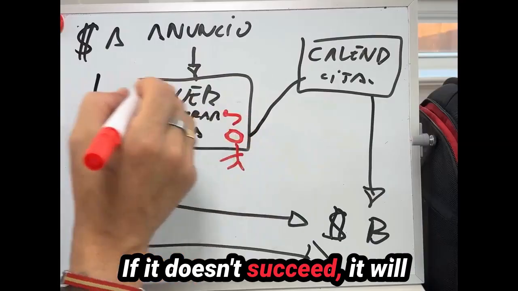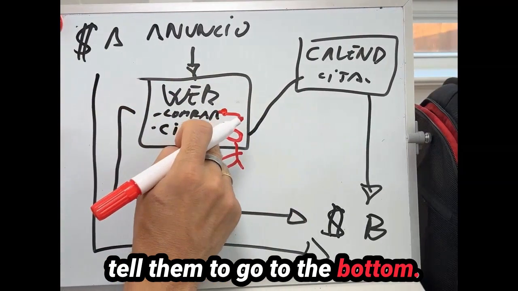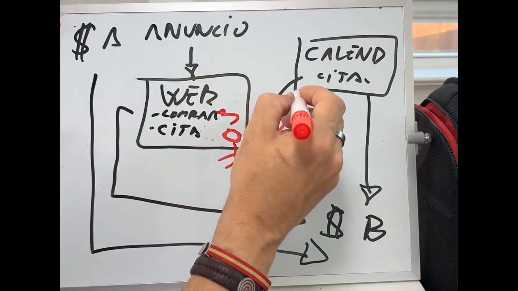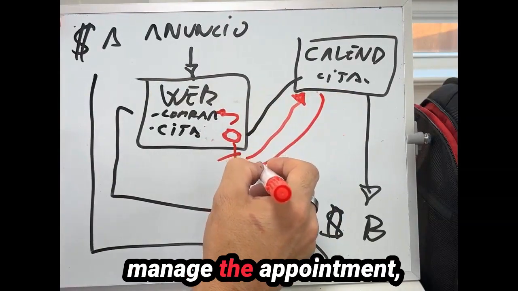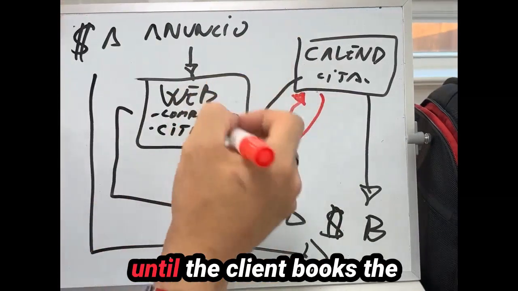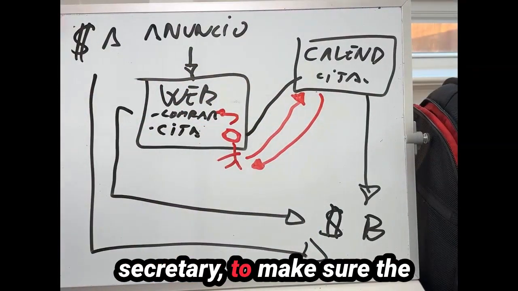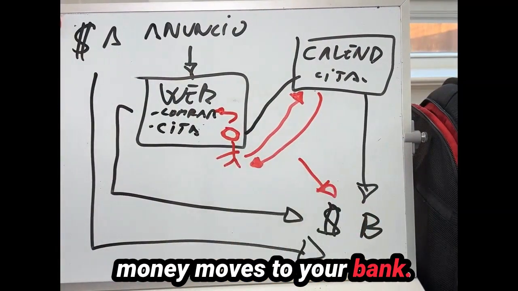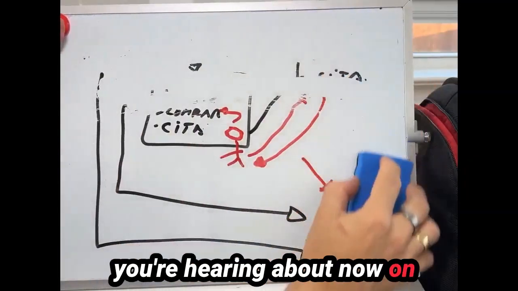You will have educated them, and it's persuading the client to buy. If it doesn't succeed, it will try to get them to book an appointment, but it won't just tell them to go to the button. The Neuro extension will automatically access your calendar. It will check your availability, offer it to the client, manage the appointment, send everything necessary until the client books the appointment, and will send them a reminder. Just like a secretary, to make sure the appointment is booked or the purchase is made so the money moves to your bank.